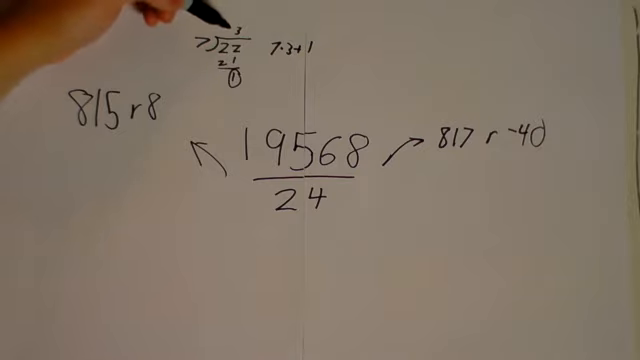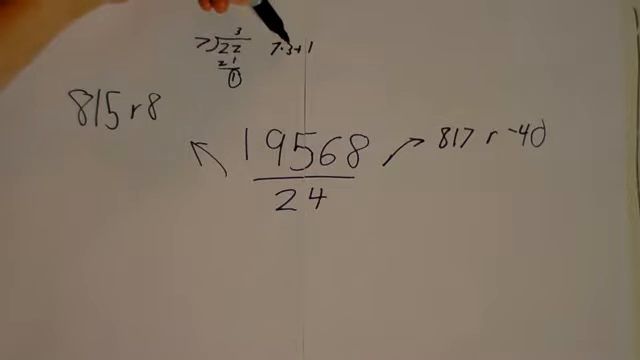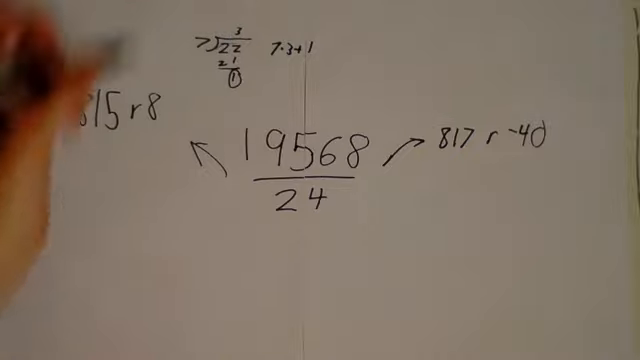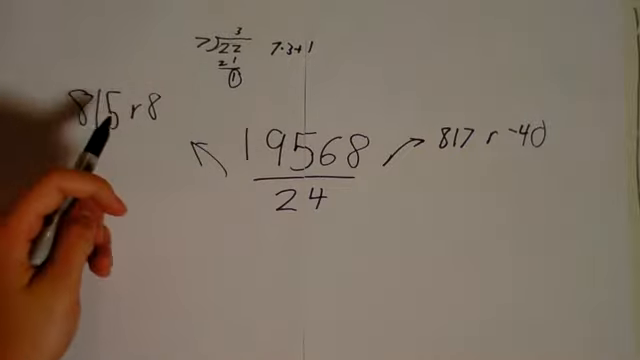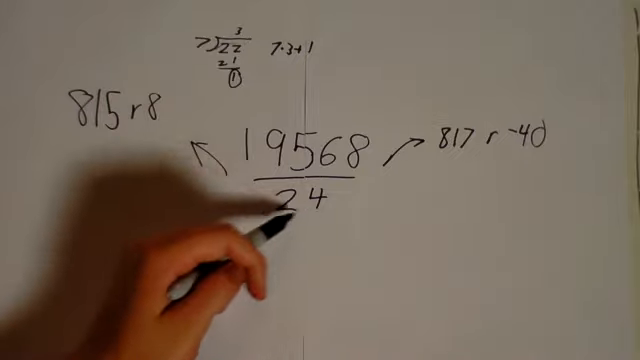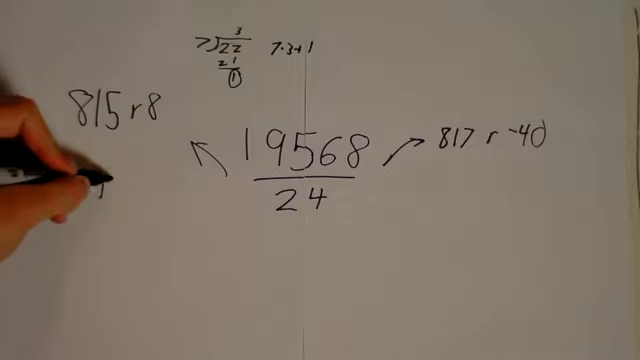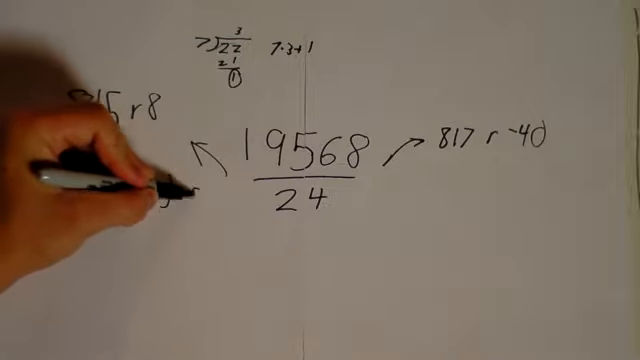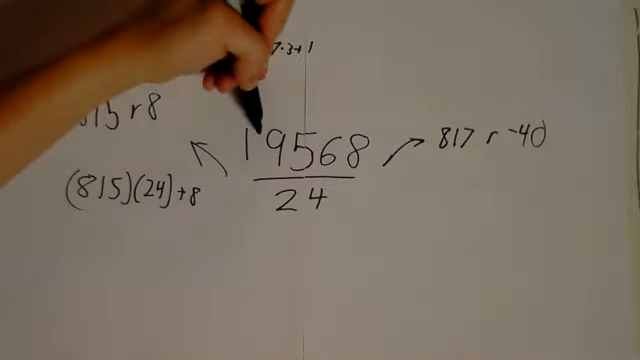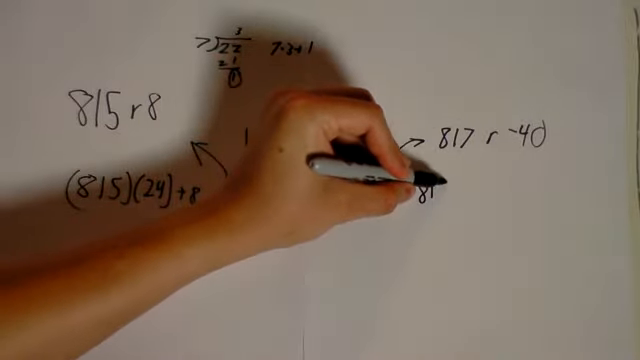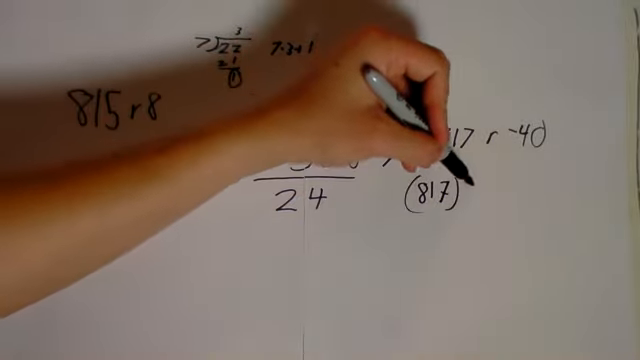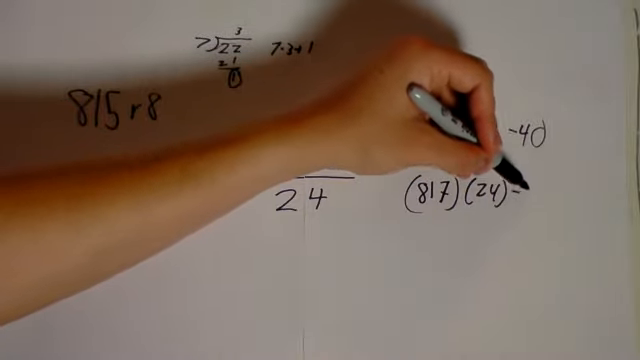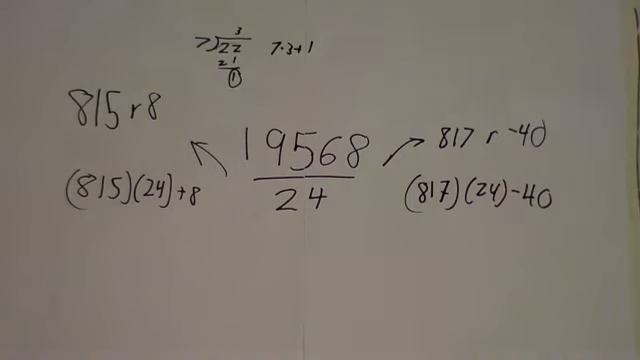In general terms, our quotient times our divisor plus our remainder. So we've got our quotient here, we've got our divisor here, and then we add our remainder, is going to give us the dividend. So if you look at that over here, we've got a quotient, we've got a remainder, and the divisor is 24. So 815 times 24 plus 8 should be equal to what we started with. And 817 times 24 minus 40 should also be equal to what we started with.